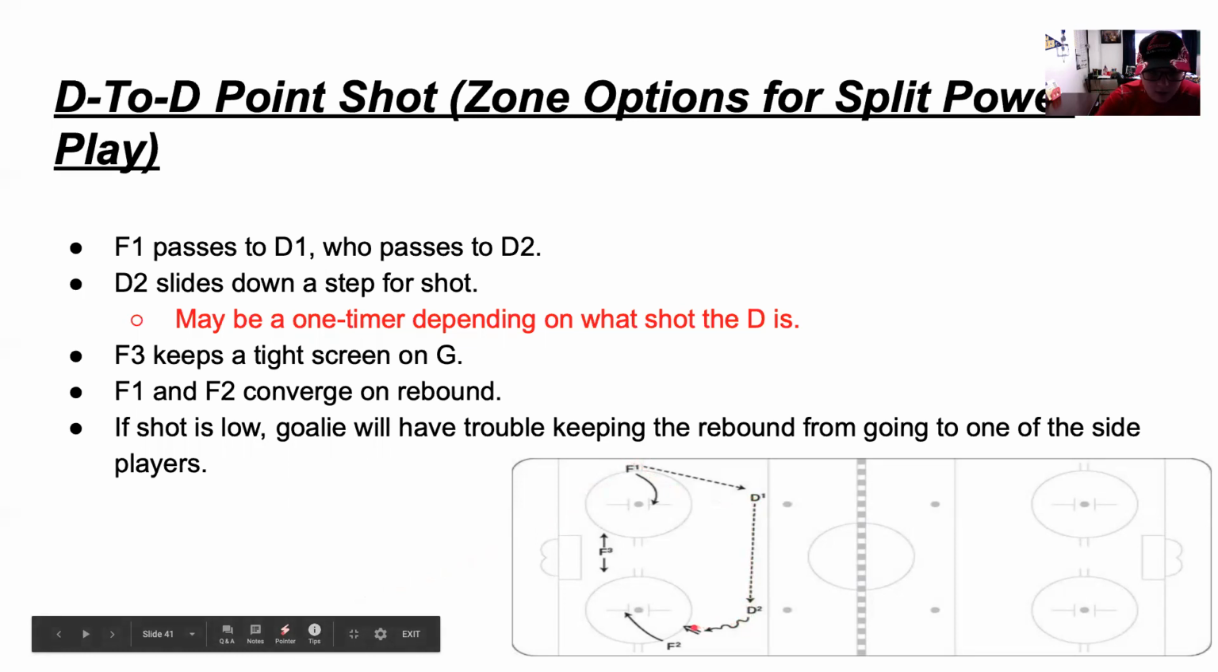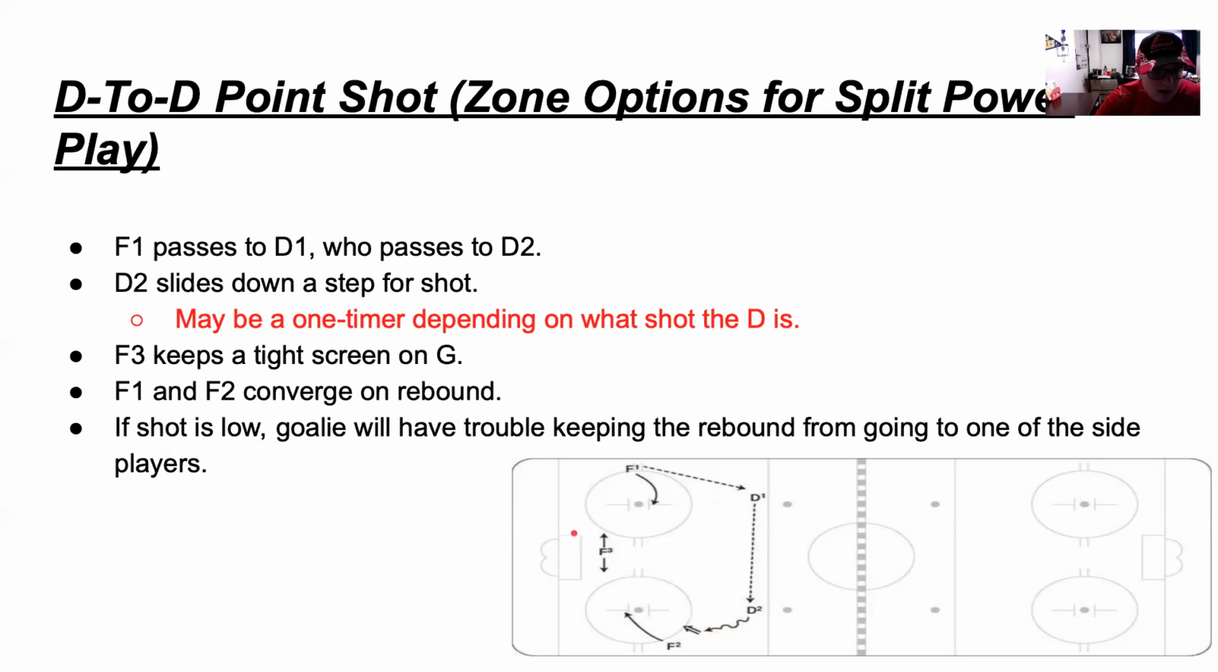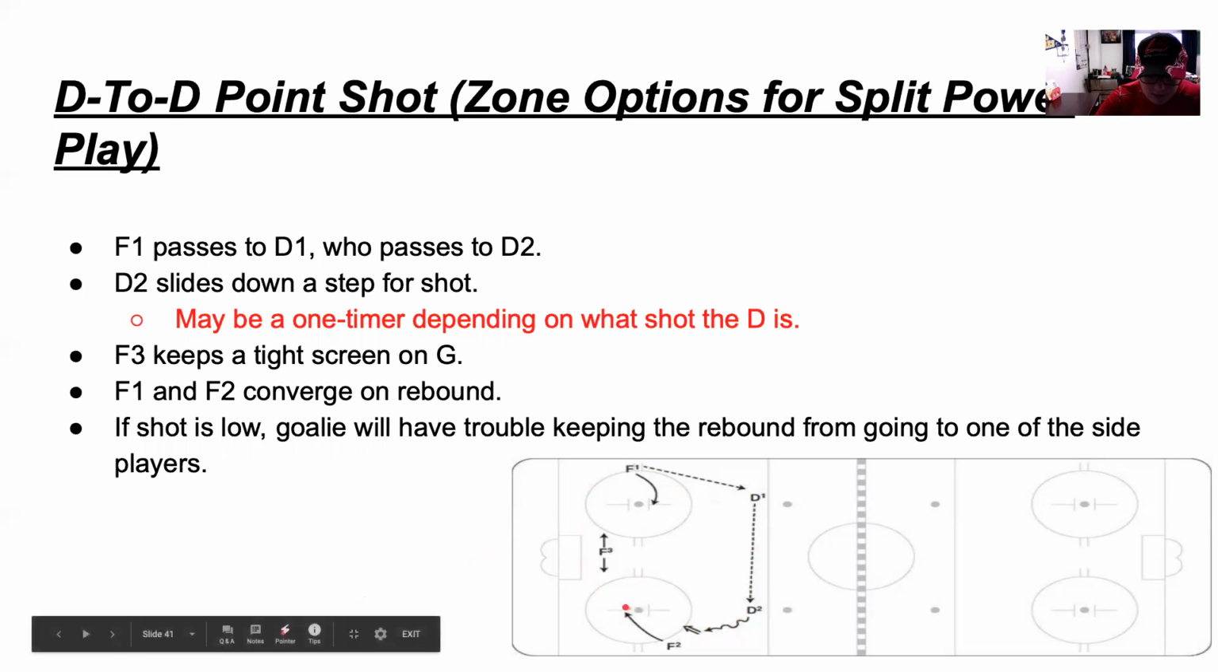So F1 is going to pass to D1, who's going to make a pass to D2. D2 is going to skate down a little bit, okay? We'll shoot. It just depends. Could pass to F2 too, but obviously at this point, D2's looking to come down with a quick shot down low. Keep that shot low, so look for that pad. F2 can converge on it, or F3 is just going to screen. Make sure you're screening the goalie, making sure the goalie can't see. Or D2 can look for that far pad, and then F1 comes in and jams home the rebound. And we'll work on this in practice too.